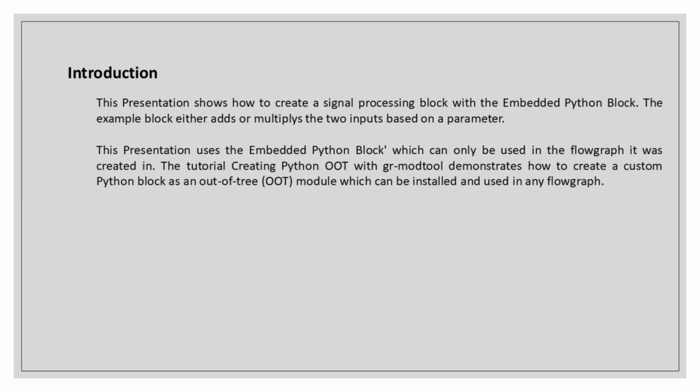Introduction. This presentation shows how to create a signal processing block with the embedded Python block. The example block either adds or multiplies the two inputs based on a parameter. This presentation uses the embedded Python block, which can only be used in the flow graph it was created in. The tutorial Creating Python OOT with grmodtool demonstrates how to create a custom Python block as an out-of-tree OOT module which can be installed and used in any flow graph.